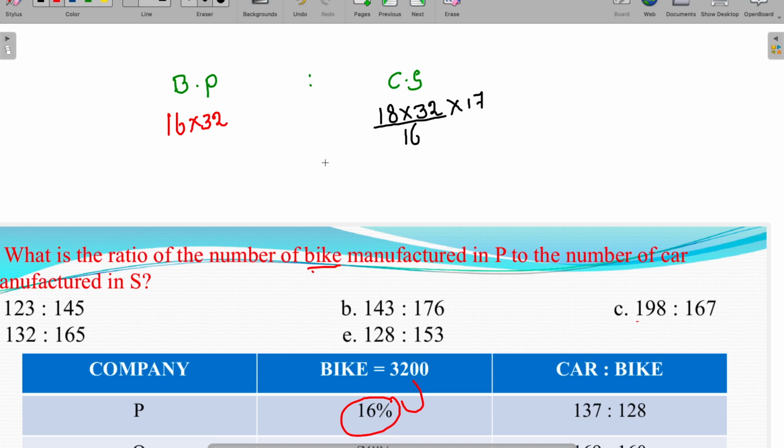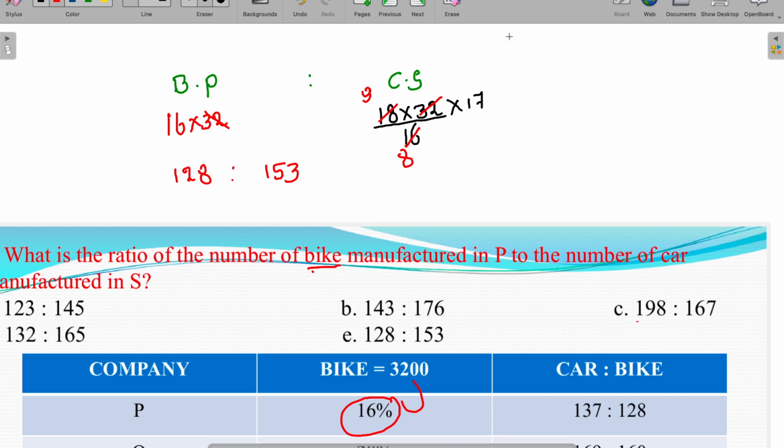If I solve this equation, 32 cancels here. Again, with cross multiplication, 16 into 16, otherwise you can make this ratio 9 into 8. 2 9s are 18, 2 8s are 16, 8 into 16 will be 128, and 9 into 17, 17 9s are 153. That is your answer.